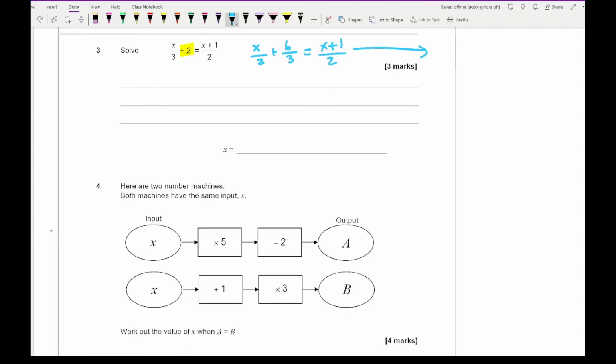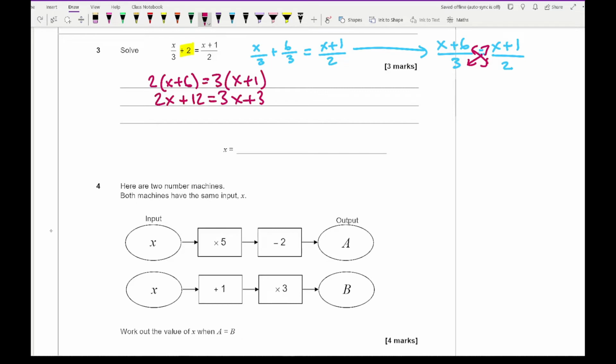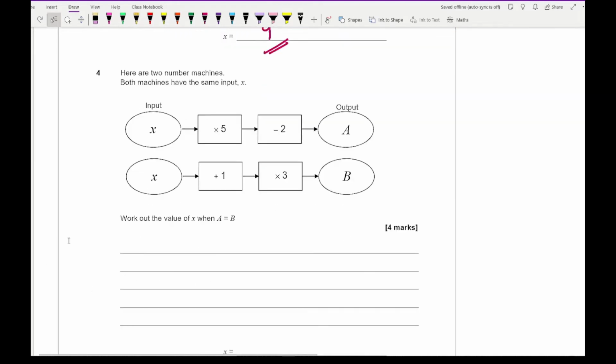From this I can combine the first two, so I get x plus 6 over 3 equals x plus 1 over 2, and at this stage what I can do is cross multiply. So I've got 2 lots of x plus 6 equals 3 lots of x plus 1. Expand the brackets, so I get 2x plus 12 equals 3x plus 3. Take the smallest x and the numbers over to the side, so I end up with 9 equals x, so x equals 9. Moving on to question 4, it says here are two number machines.